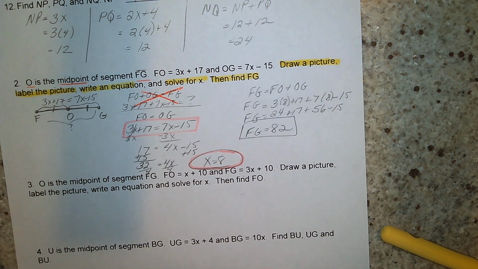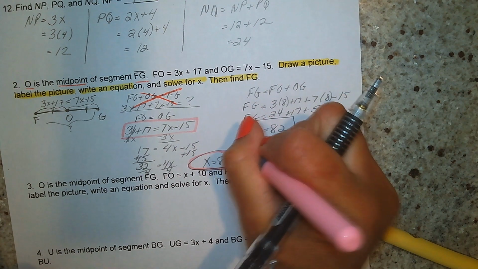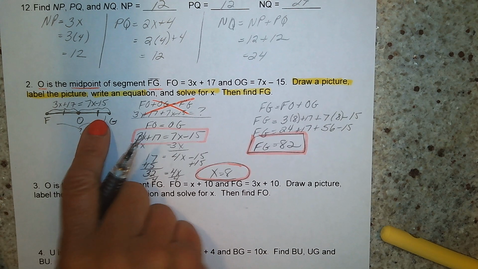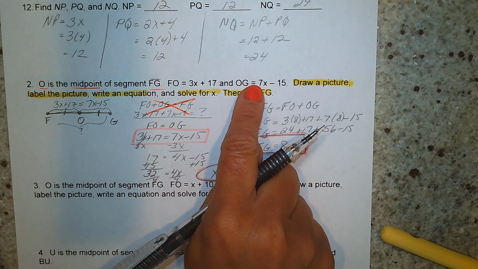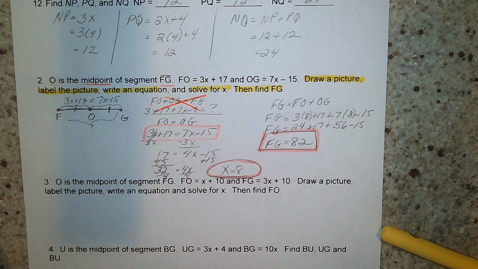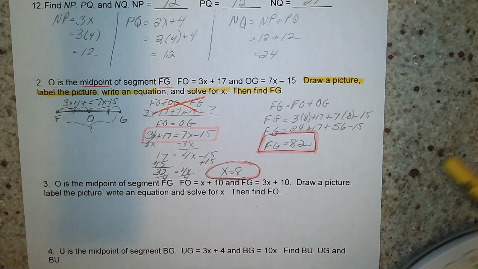Okay, we drew the picture, we labeled the picture, right? That's what we did here, drawing it and then labeling with given information. We wrote the equation, solved for x, and plugged it back in to find the value of FG. Okay, now let's do the next one.